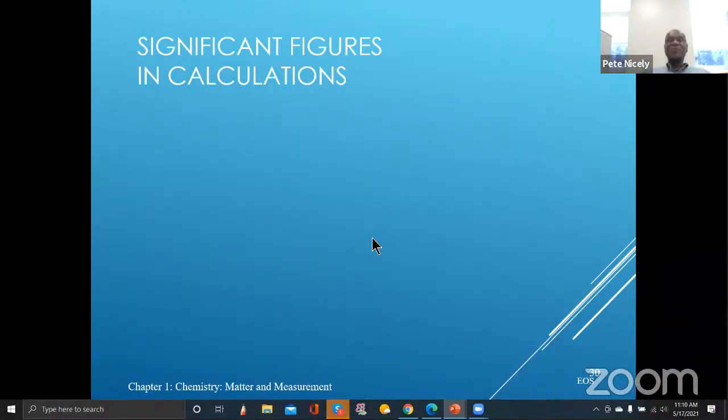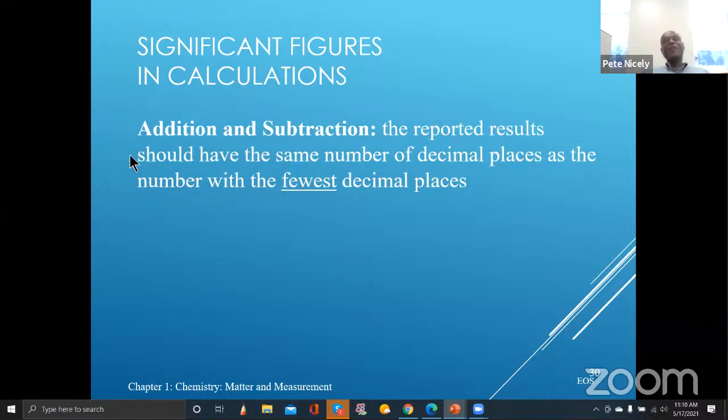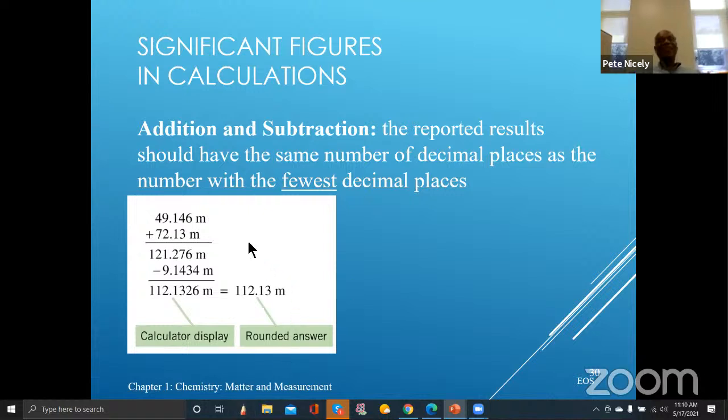Okay, so that's as far as multiplication and division is concerned. So what about addition and subtraction? If you're adding and or subtracting numbers, then your final answer must be rounded off to the fewest number of decimal places of the numbers involved in this particular mathematical operation. So let's say you're doing this particular calculation. You're adding this number to this number to get this, and then you're going to follow that up with subtracting this number. And when you do that on your calculator, you're going to get this on your display, all right?